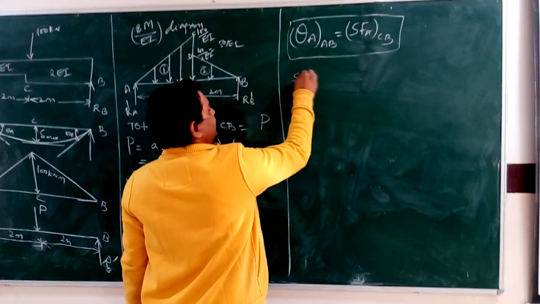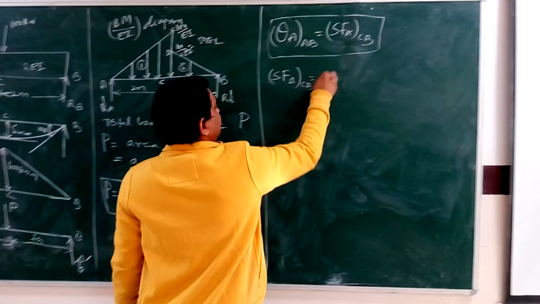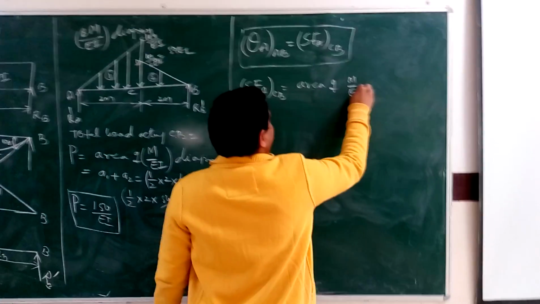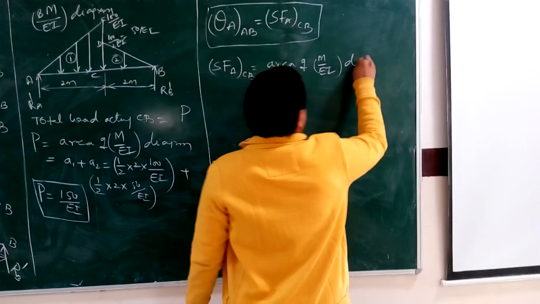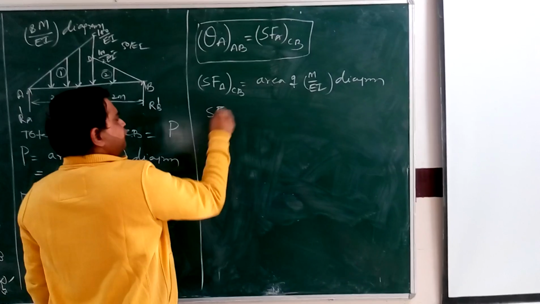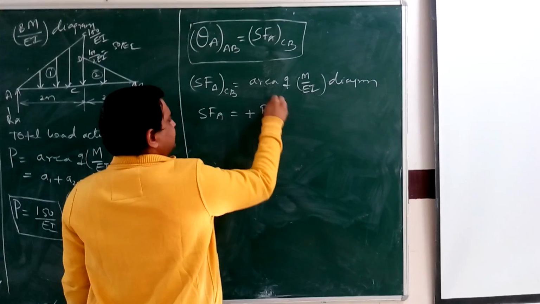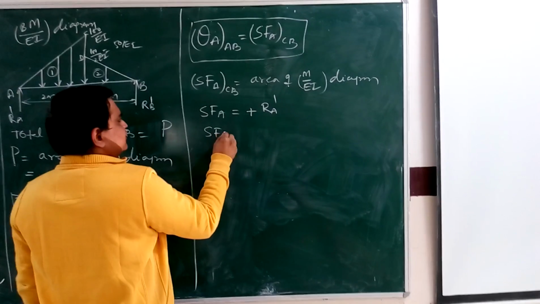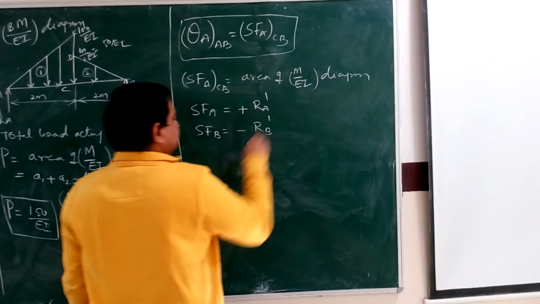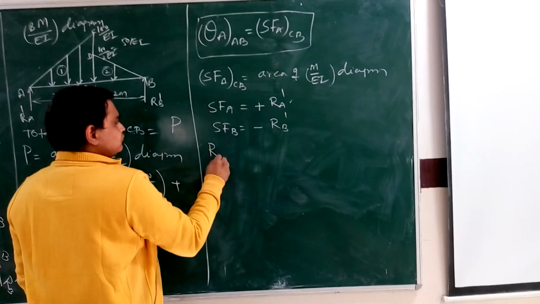And now we have to calculate the shear force at A of the conjugate beam. It is the area of the M by EI diagram. The shear force at A is plus RA dash, and the shear force at B is minus RB dash. And now we have to calculate the value of RA dash and RB dash.